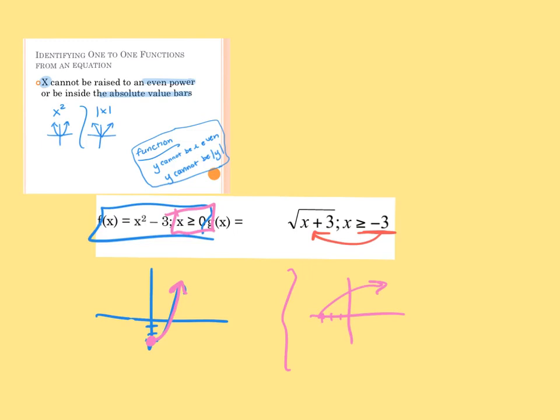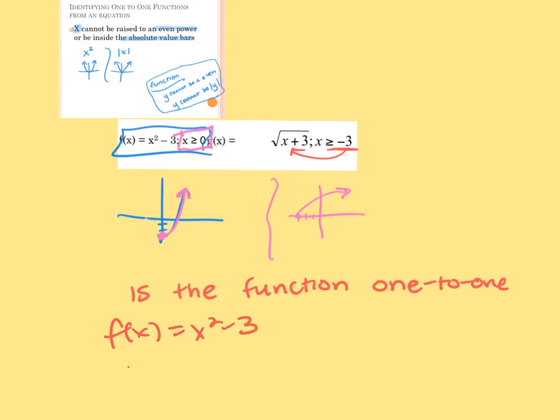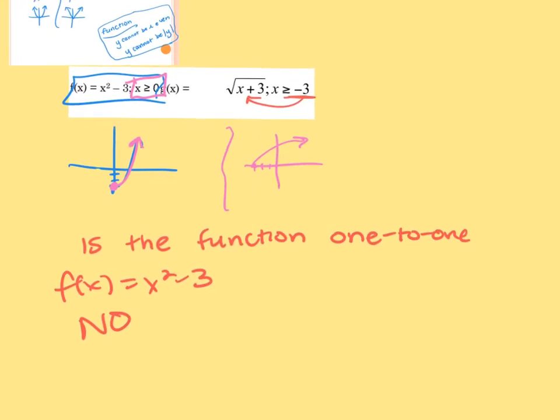The only other thing would happen is if it said, is the function 1-to-1, and if I gave you just f of x equals x to the third minus 3, the answer's no. But if I give you f of x equals x squared minus 3, where x is greater than or equal to 0, that answer is yes. So pay attention to the restrictions, but you don't need to create them, if that makes sense.